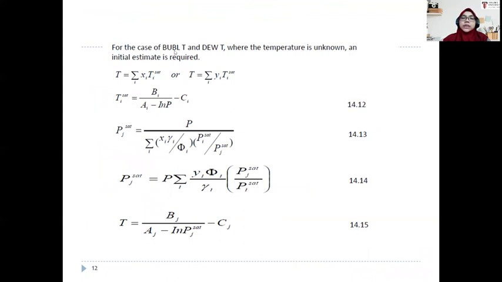For the cases of the bubble temperature and dew temperature, that means we need to determine the temperature. The temperature is not given to us, so we need to apply a trial and error procedure by comparing the calculated and guessed temperature. So we rearrange the Antoine equation to obtain the saturation temperature, and then insert the value that we obtain here to give the calculated temperature, and compare the guessed temperature and calculated temperature to finally give us the value of temperature.